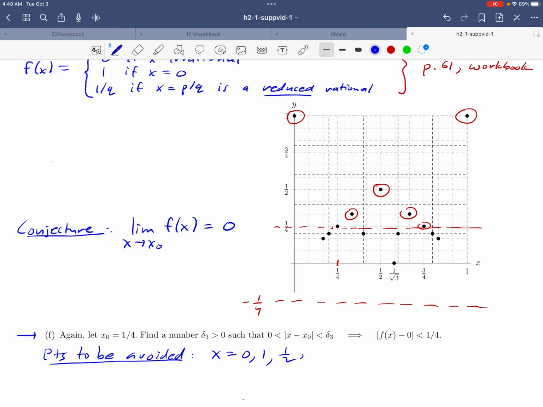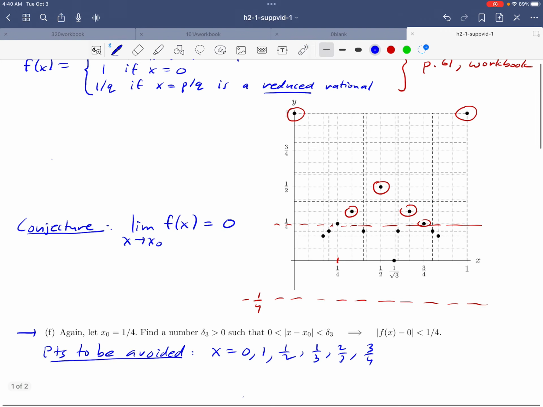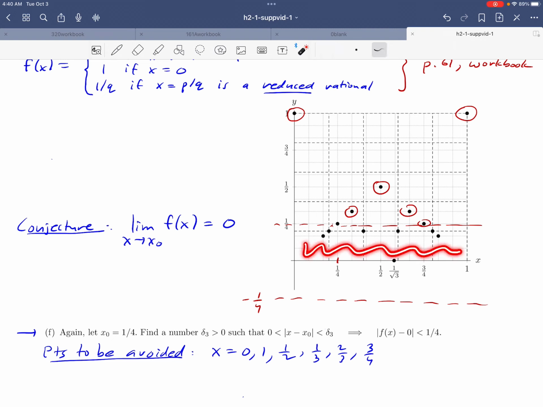There was this point here and this point here. Those are 1/3 and 2/3. And then finally, this point over here, which was 3/4. And that's a complete list. As long as we avoid all of those points, everything else is going to be okay, including the points that we don't see, the ones that we haven't plotted down here in this range.